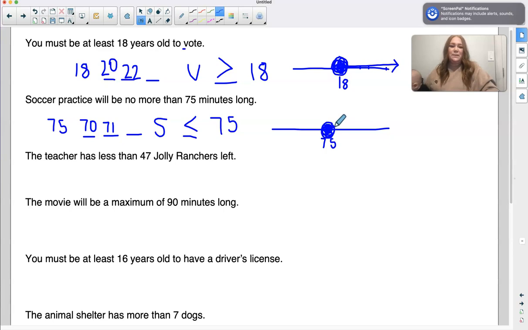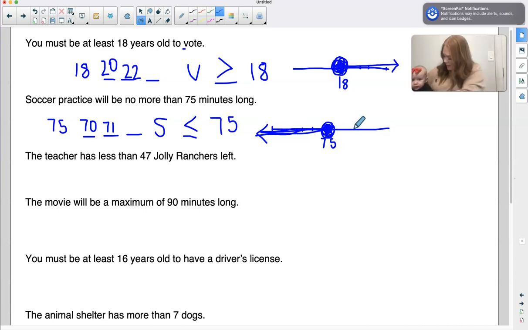So could equal it. So we said it could be 70. It could be 71. Maybe you said it could be 52 minutes long. So my arrow needs to go this direction off the line. So it connects the circle and says it could be anything smaller than that.